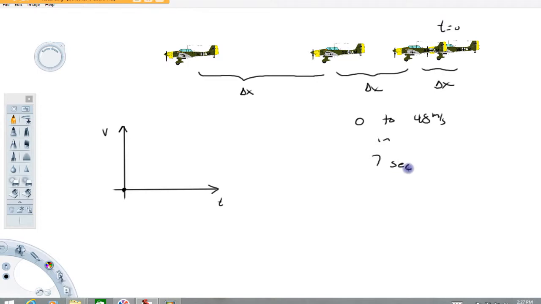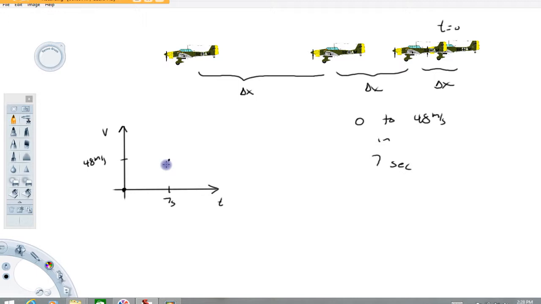Your problem, no doubt, will have different numbers. So at 0 seconds, the plane is going 0 meter per second in my example. In 7 seconds, it's going 48 meter per second. So on this picture, I'm going to come over here and just put a 7 seconds. And then I'm going to come up here and put a dot. This is now the 48 meter per second. Now you'll notice that I basically put this dot anywhere I want. When you're drawing a graph like that, a quick sketch, it's perfectly acceptable to do that.